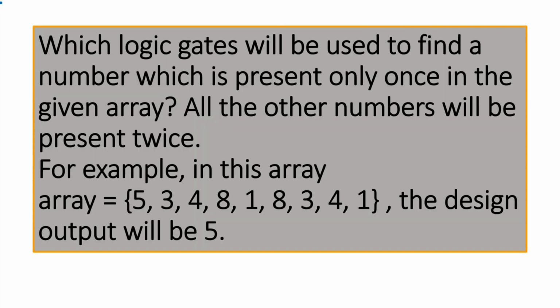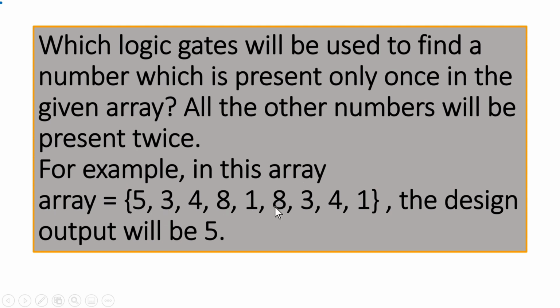Tell me which logic gates will be used to find a number which is present only once in a given array, if all the other numbers will be present twice. For example, I have taken an example of this array.